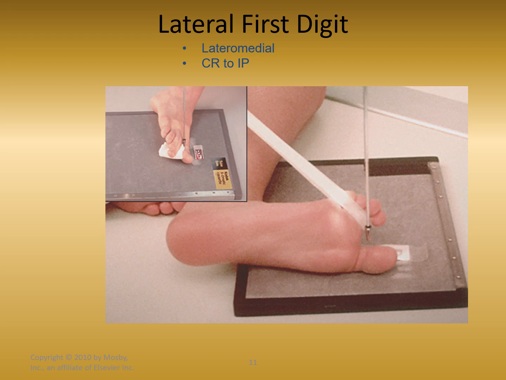When we do our 4th and 5th digit, we will rotate the foot so that the lateral side of the foot will be touching the IR, because the 4th and the 5th digit are on the lateral side of our foot. And then the beam would be entering the medial side of the toes and exiting the lateral side of the toes. So the 4th and 5th digit would be a medial lateral projection. Digits 1, 2, and 3, a lateral medial projection. Digits 4 and 5, a medial lateral projection.